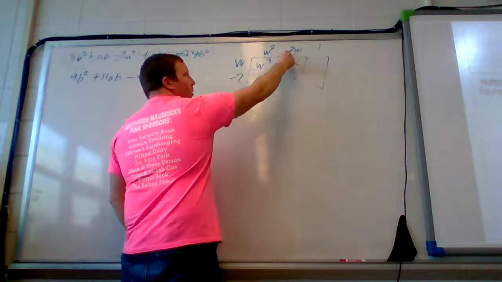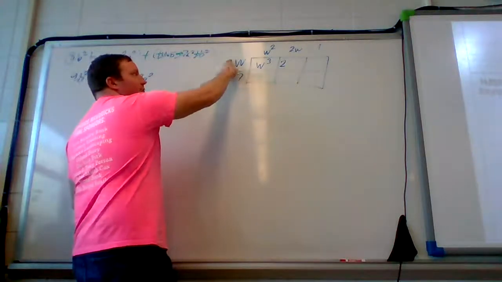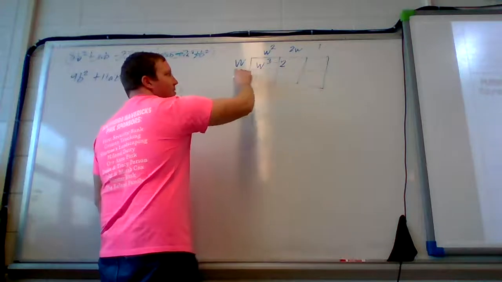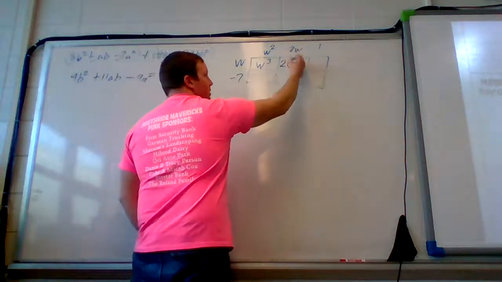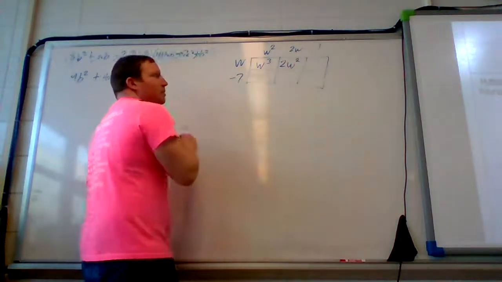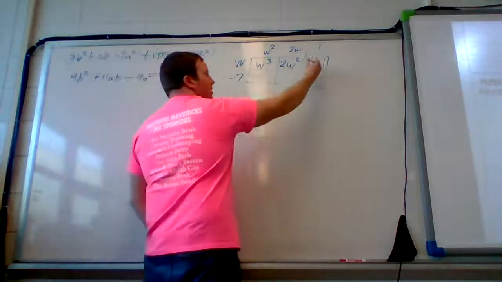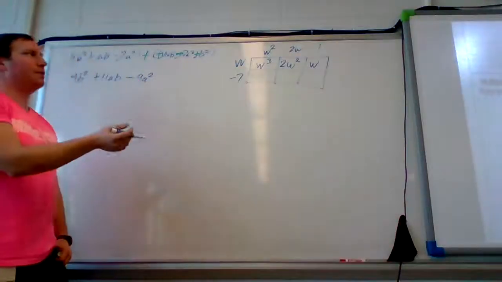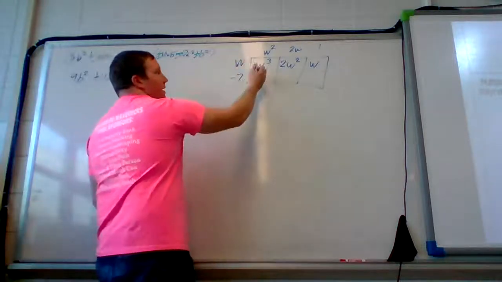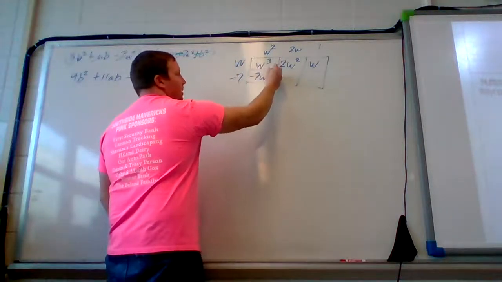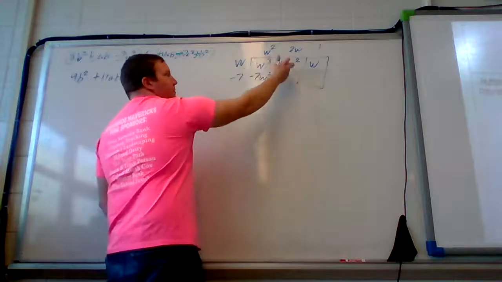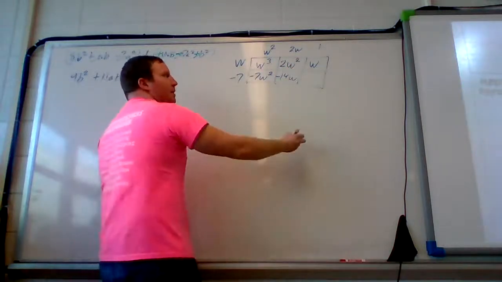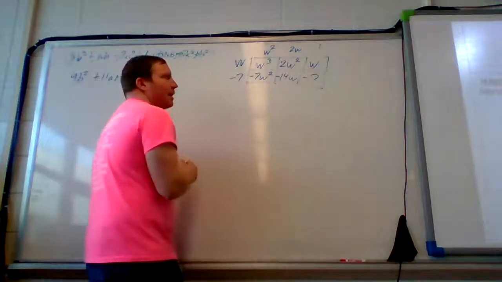Our coefficients would also multiply. In this case, we have a 1 on our w. So 1 times 2 gets us 2. The w times w is going to get us w squared. 1 times w is just w. Then you go to your next row. So negative 7 times w squared. Negative 7 times 2 gets us a negative 14w. And negative 7 times 1 is just negative 7.